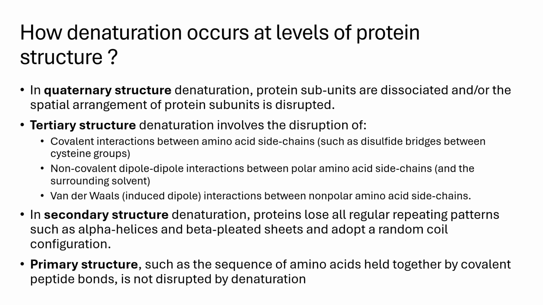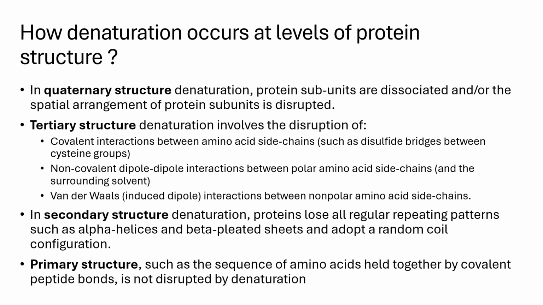All right. So in quaternary denaturation, protein subunits are dissociated and/or the spatial arrangement of protein subunits is disrupted. Tertiary structure denaturation involves the disruption of covalent interactions between amino acid side chains, such as disulfide bridges between cysteine groups, non-covalent dipole-dipole interaction between polar amino acid side chains and surrounding solvent, and van der Waals induced dipole interaction between non-polar amino acid side chains.